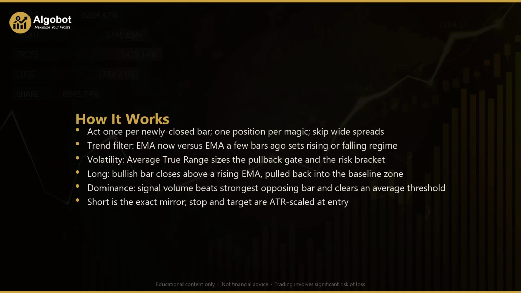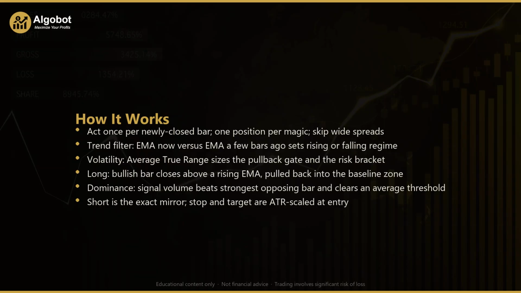Now the core signal. The strategy inspects the just closed bar. For a long, that bar must be bullish, closing above its open, and it must close above the rising average. It must also have pulled back, meaning its low dipped to within the pullback multiple, 0.8 by default, times the average true range of the baseline. Finally comes the dominance test. The bar's tick volume must exceed the strongest down bar in the look-back window, and it must also clear the volume factor times the window's average volume. That second clause ensures that even a quiet window with no opposing bars still needs a genuine volume surge, not a trivial one. The short side is a perfect mirror.